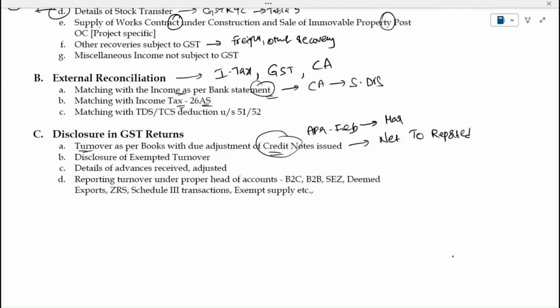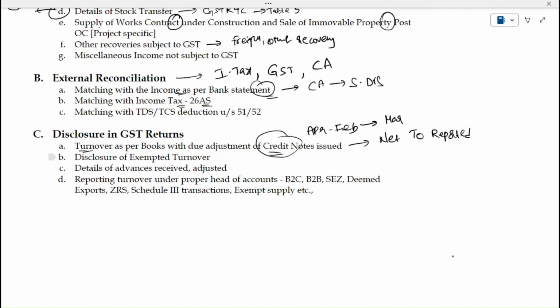So what if I don't have a turnover to adjust? Then there is a circular in 2023. I don't remember the number. You file a refund application. Whatever tax you have already paid, claim that as a refund on account of credit note. Then disclosure of exempted turnover. I forgot to disclose exempted turnover. Now I have to understand where to report, how to report.